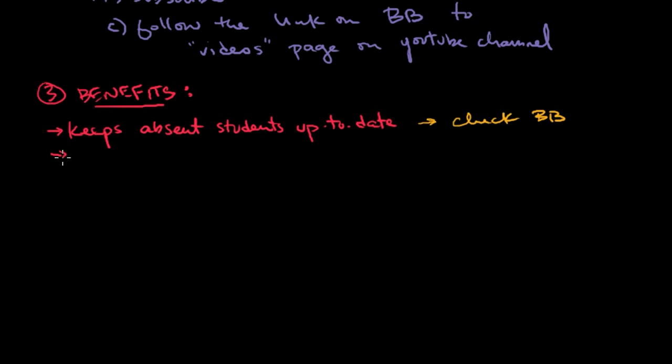The other benefit of it is as an online resource, which means that it can be accessed 24/7. Anytime you need it, as long as you've got internet access or a smartphone, you can get to it because it's on YouTube. So you can stream it. You don't need to download anything as long as you can get to YouTube.